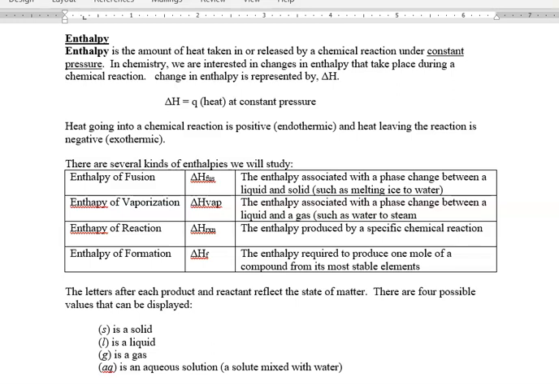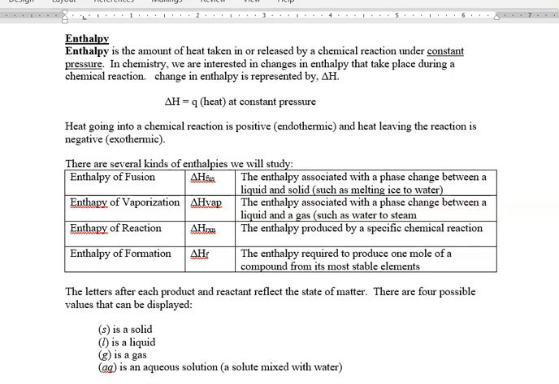In chemistry, we are interested in changes in enthalpy that take place during a chemical reaction. Change in enthalpy is represented by delta H. So H is the letter for enthalpy, and delta means change in. So delta H equals Q. So we said that we're interested in studying the energy in chemical reactions.